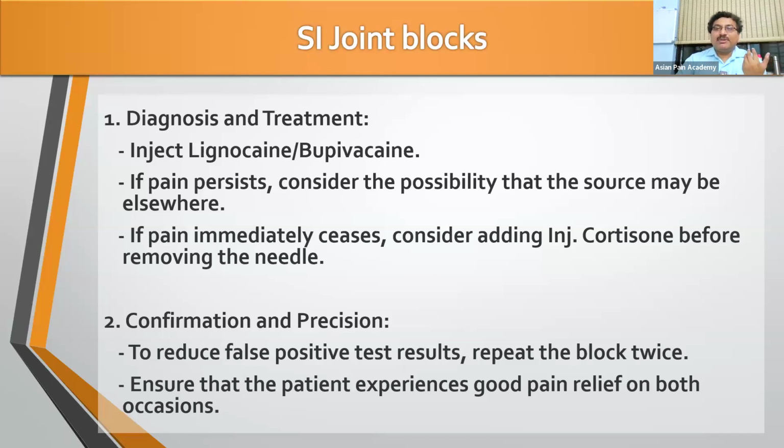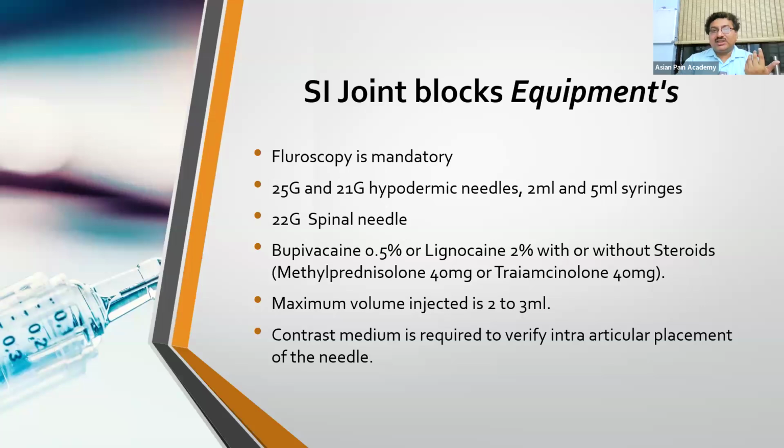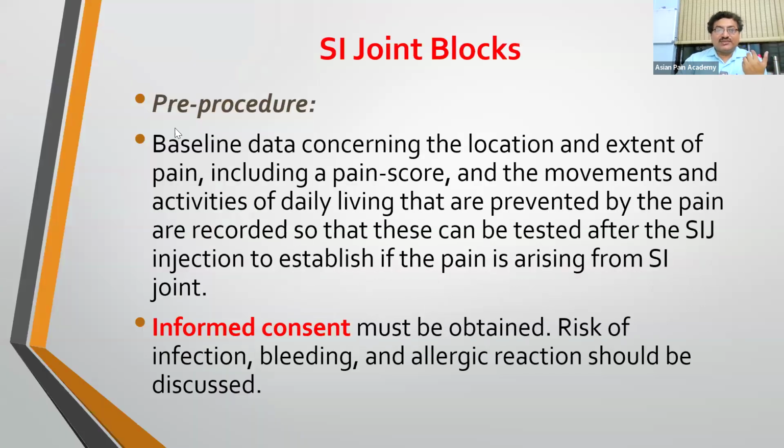So we can make a precise diagnosis with the help of them. Now, the contraindications of sacroiliac joint injection are local infection, sepsis, coagulopathy, allergy to the drugs injected, and pregnancy, if you are going for the fluoroscopy-guided injection that we will be showing you today. Now, the equipment we need is a fluoroscope, needles, steroids, contrast medium, and a local anesthetic. So these are the things that are required.